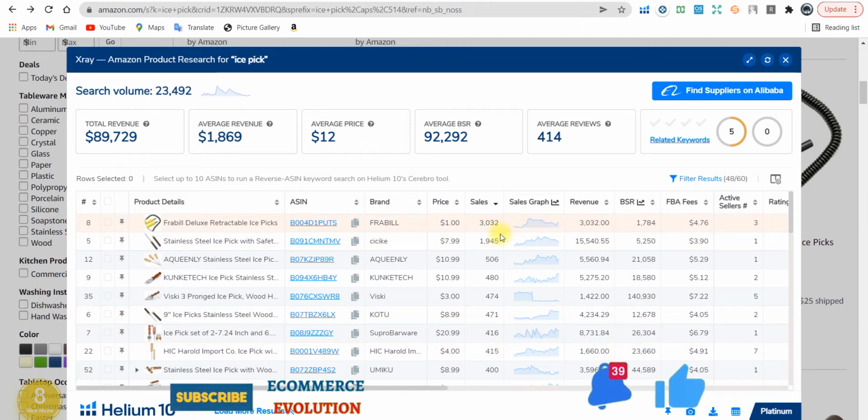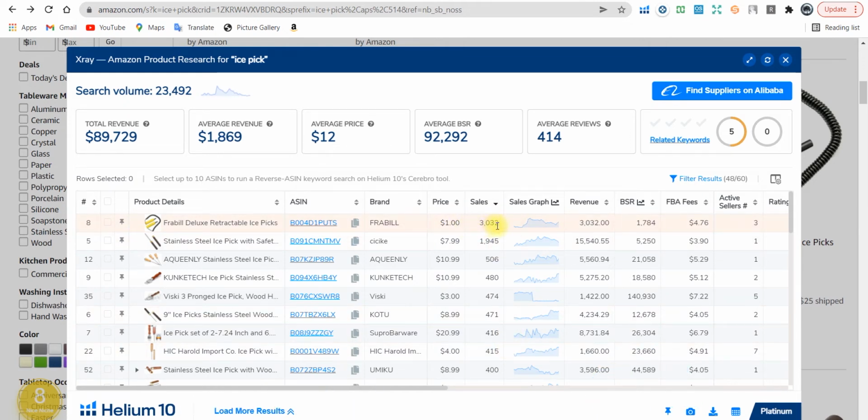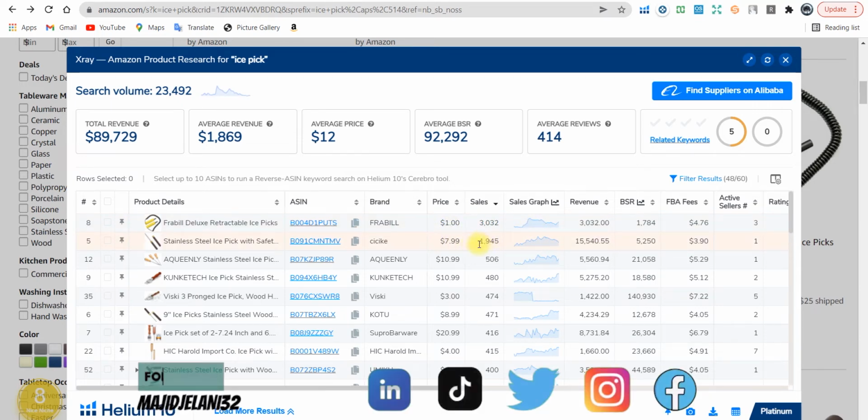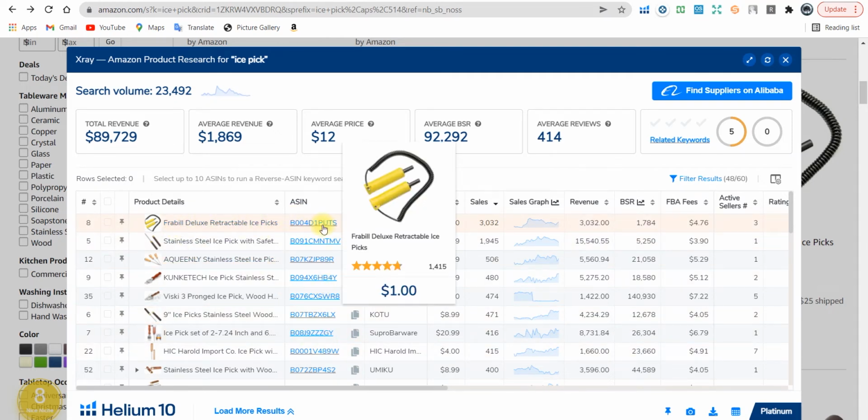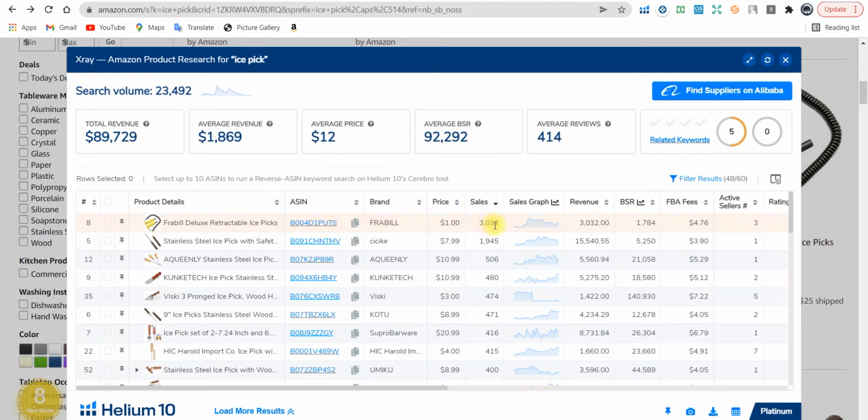Yeah. So you can see here, this listing is selling the most. It's selling 3000 units per month, right? This one is selling almost 2000 units per month, and this one 500. So now we need to select one of these. Let's check. This is the first one, and it's a retractable ice pick. Why is it selling at such a high rate? Because you can see here the price is just $1. So we cannot compete with this listing because it's $1 and it's not according to our criteria.